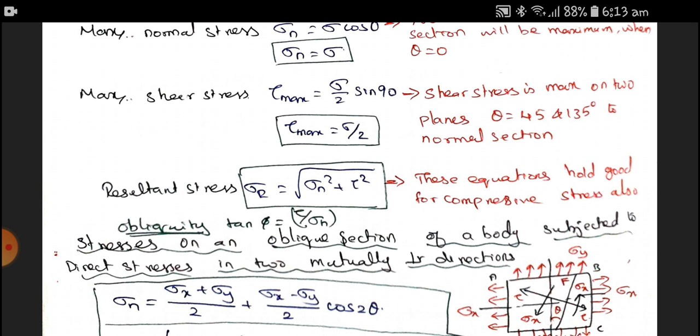Okay, therefore tan phi is equal to tau by sigma n. I hope that you have cleared the first condition. We continue with the second condition.